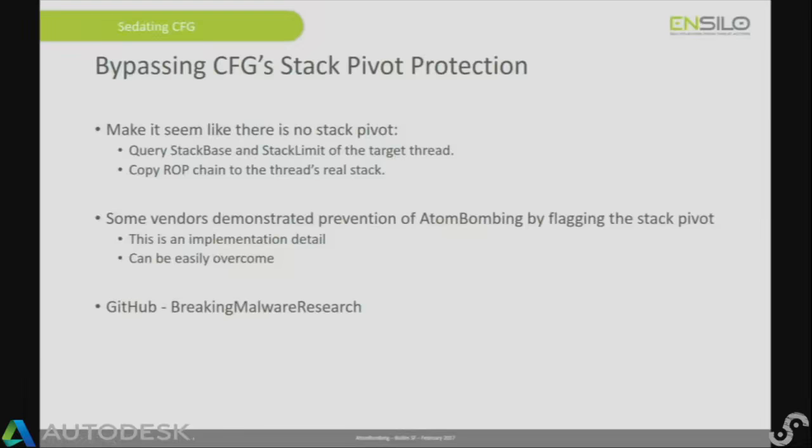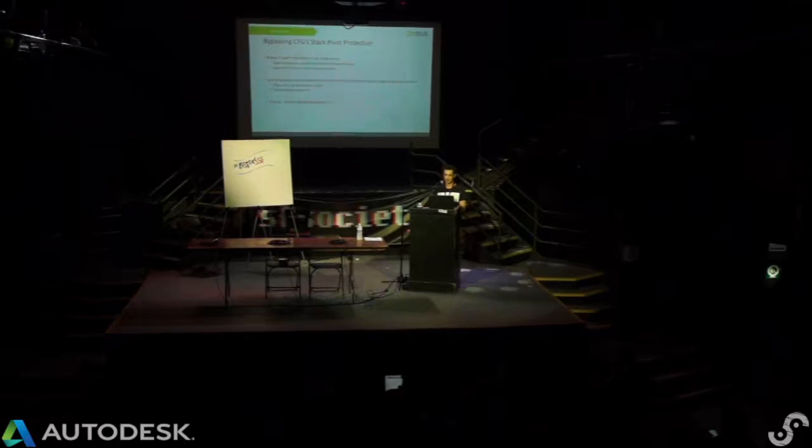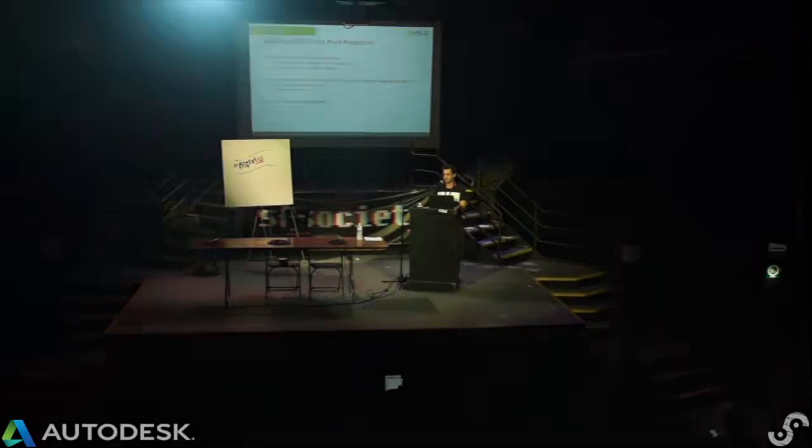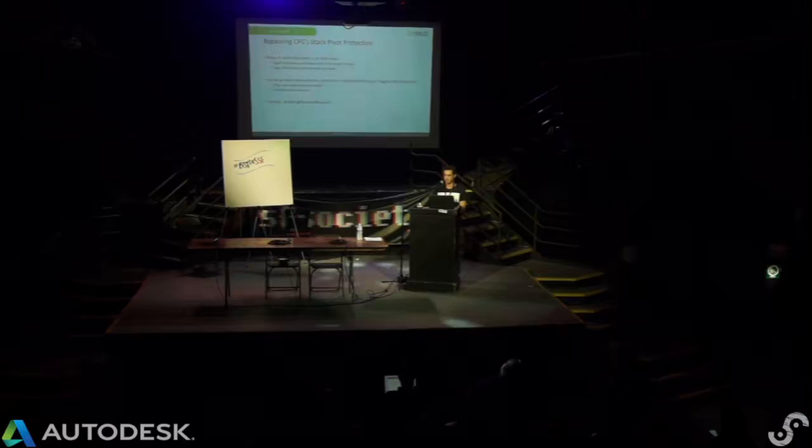We can do that by querying the stack base and the stack limit of the target thread, and we can do that because they're stored in user mode. Once we do that, we can just copy our ROP chain to the actual stack of the target thread. This will make it seem to CFG like there is no stack pivoting going on. Now, some vendors actually demonstrated the prevention of AtomBombing by flagging this stack pivot. This is just an implementation detail, something I'd like to note, and it can be easily overcome.